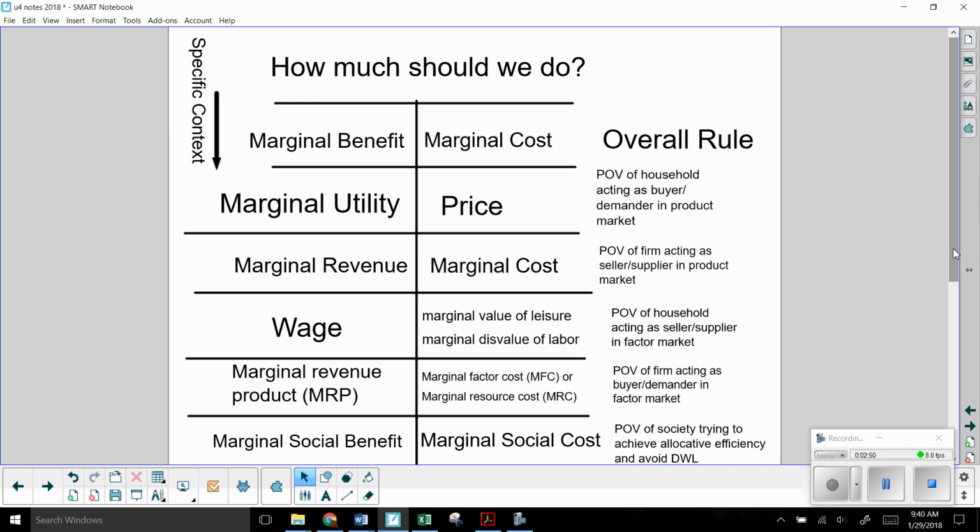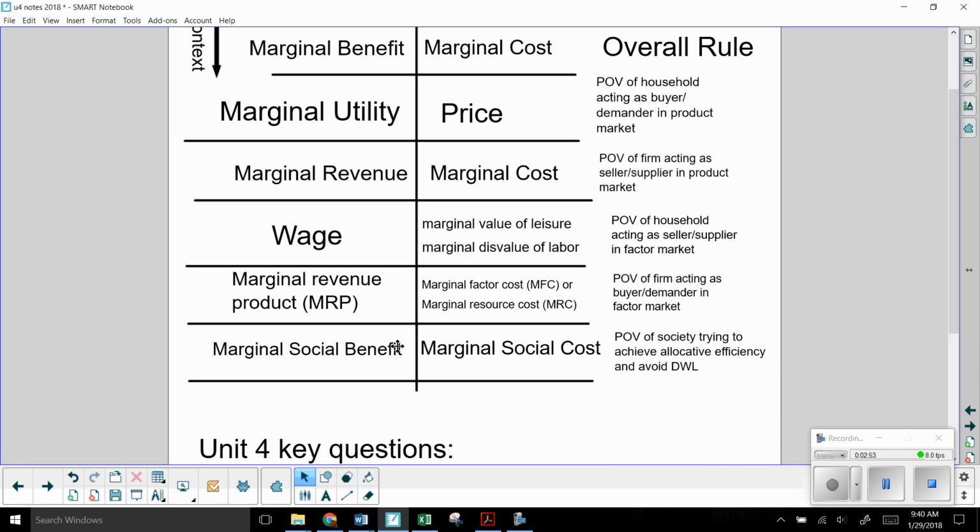The last unit of microeconomics is going to be about comparing marginal social benefit and marginal social cost. We'll be thinking through the eye of society, trying to achieve allocative efficiency or avoid deadweight loss. But let's get to that later.